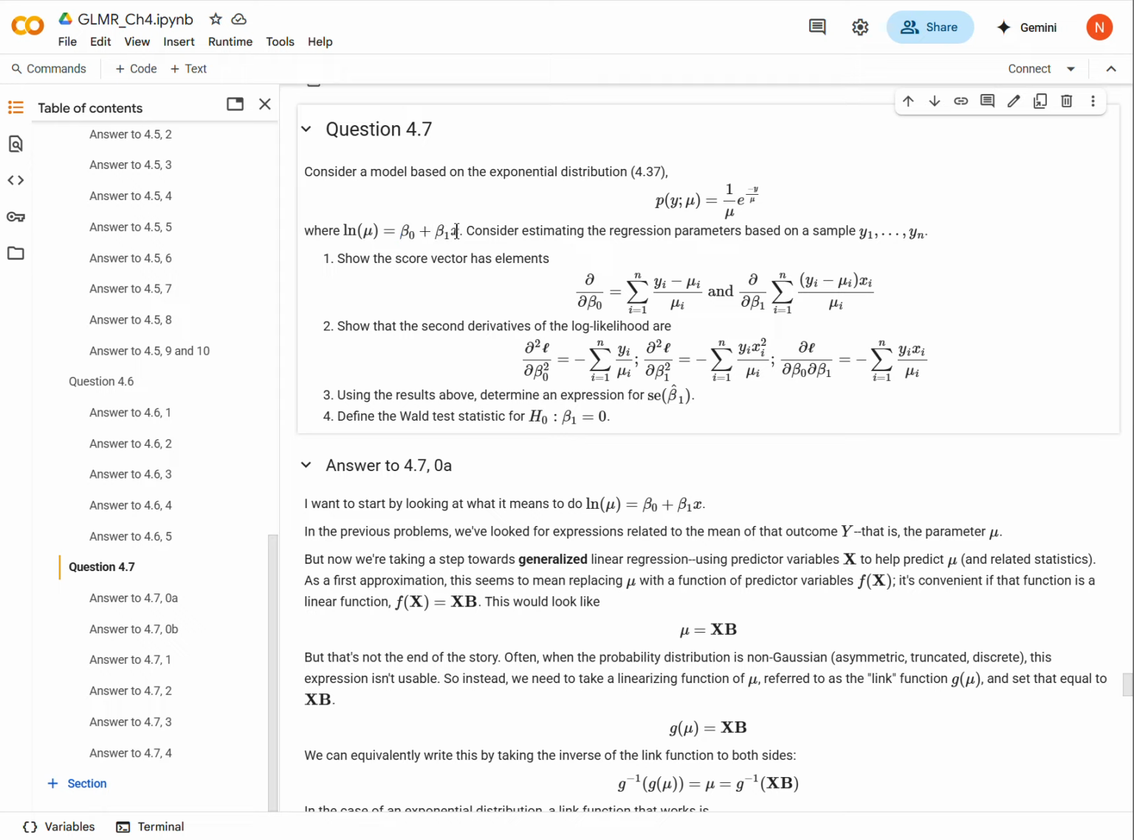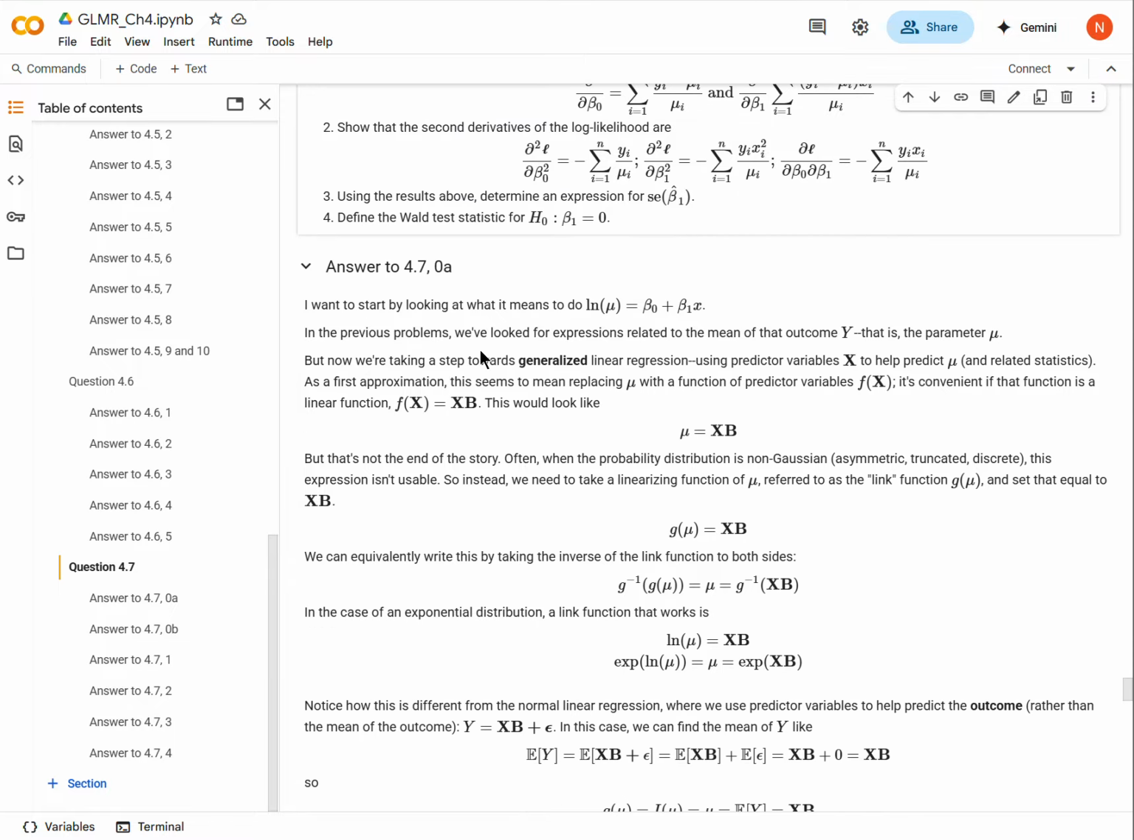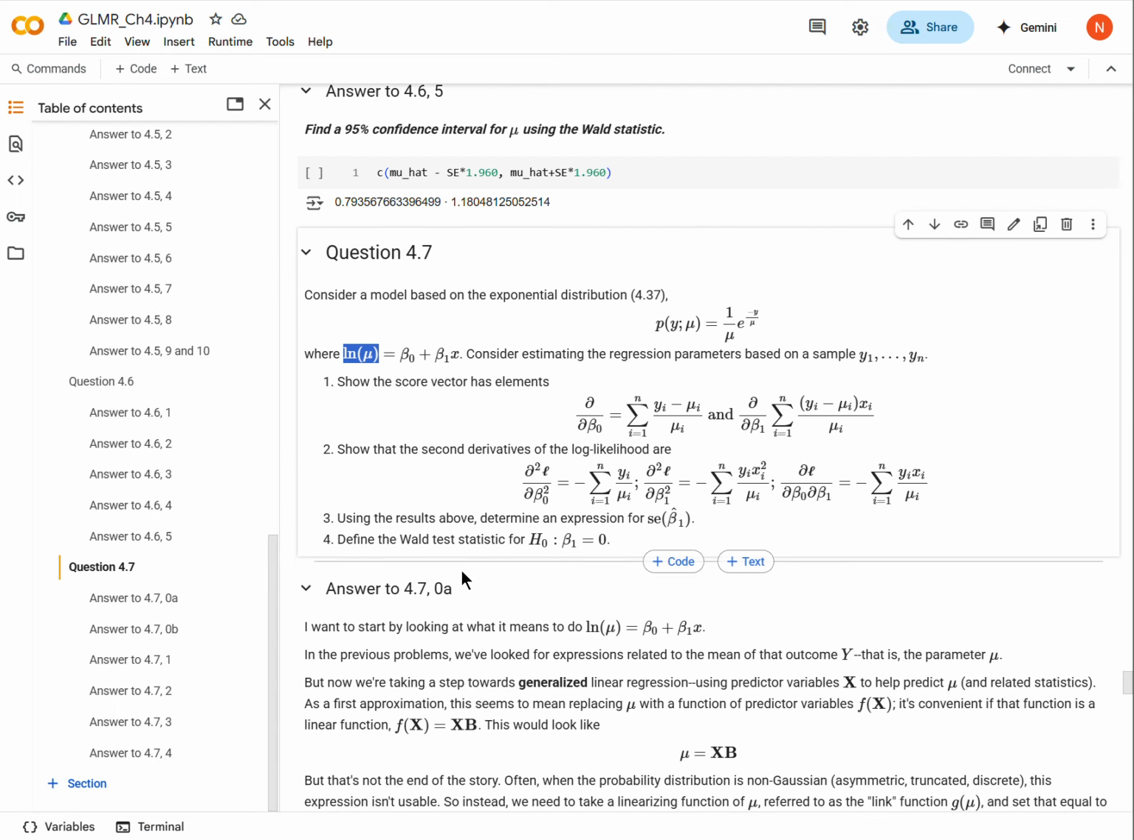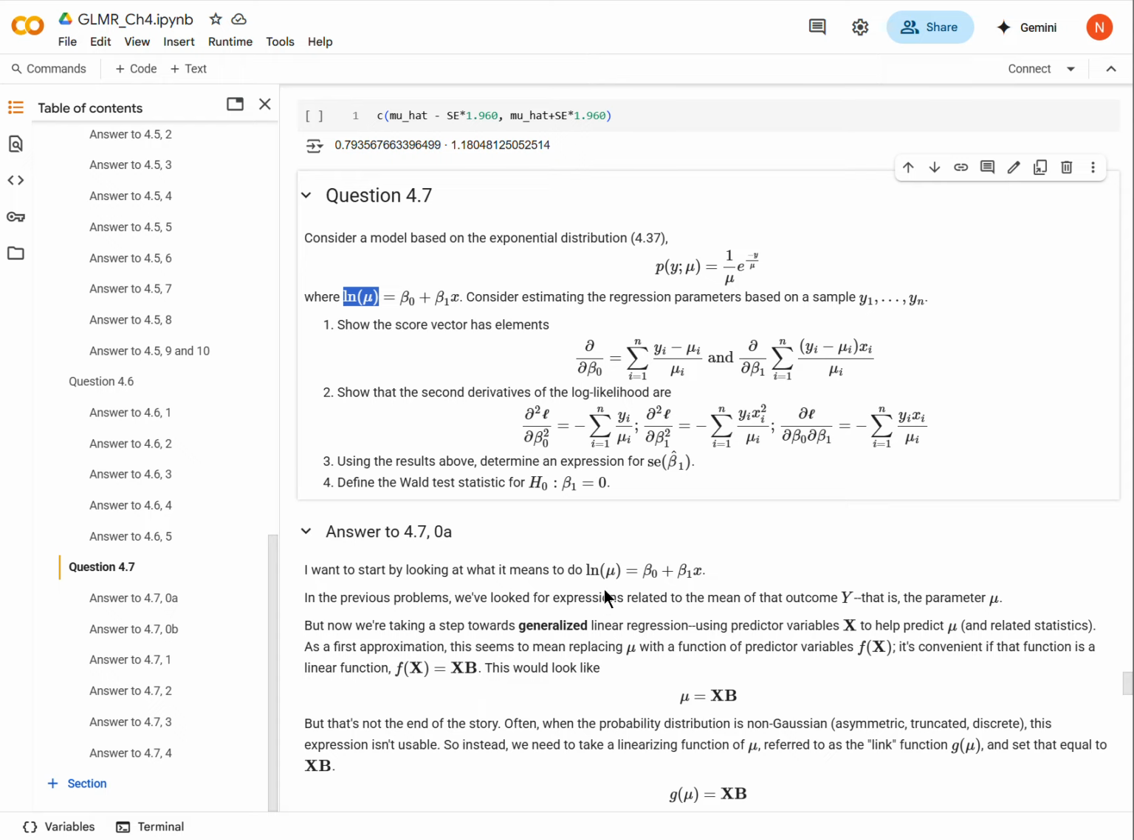other parameters and variables that allow us to use these predictor variables to predict mu, or at least some function of mu. Okay, and here we're taking that the natural log of mu is this function right here, an intercept plus a slope times x. Okay, and so we're going to do some things that we've done in previous problems. But first, I want to do some background, and then we'll get into the answers here.